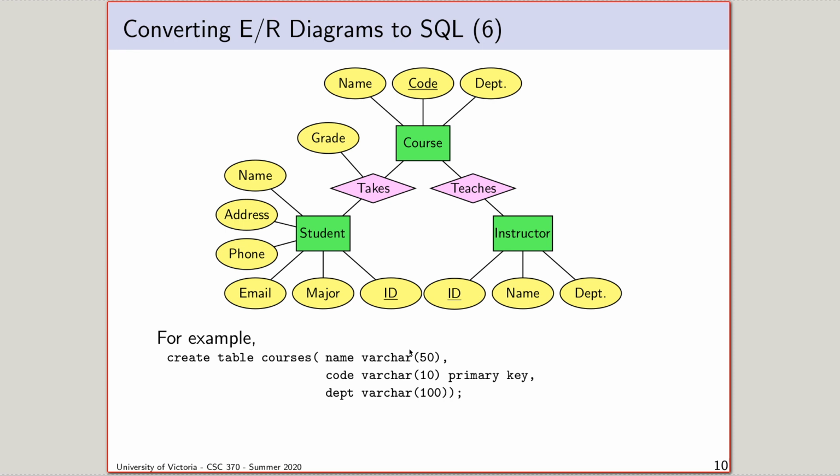You don't want to end up with a course whose name is like 100 characters and then have to go back and redesign your database. So it's better to choose something on the safe side. So I wouldn't, even 50 is a bit too low here.